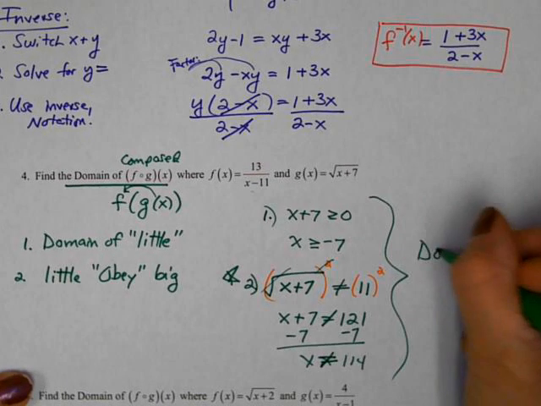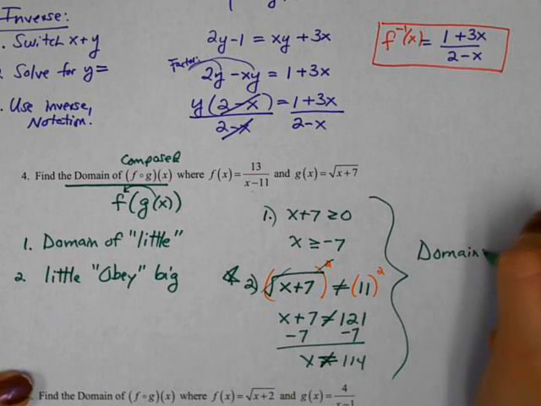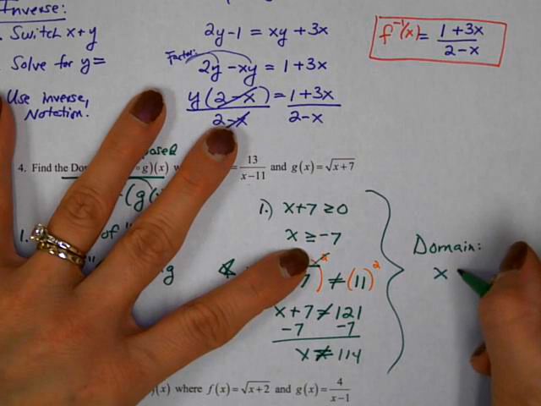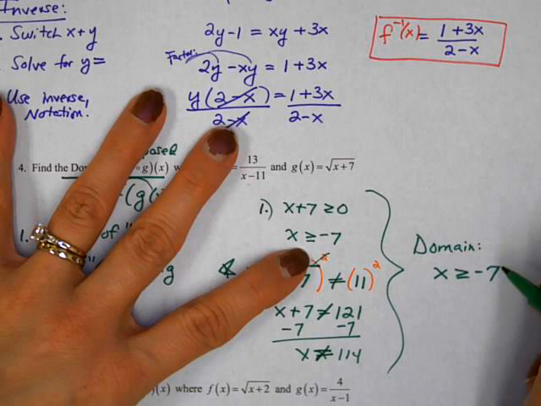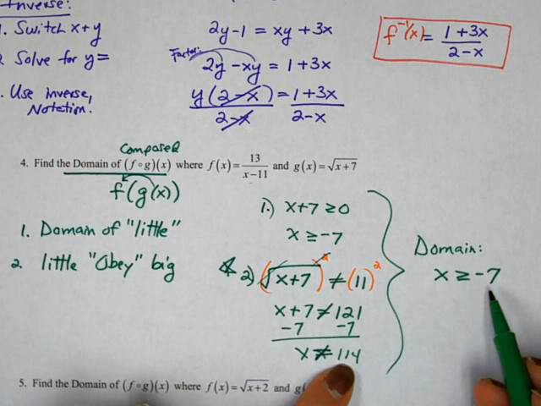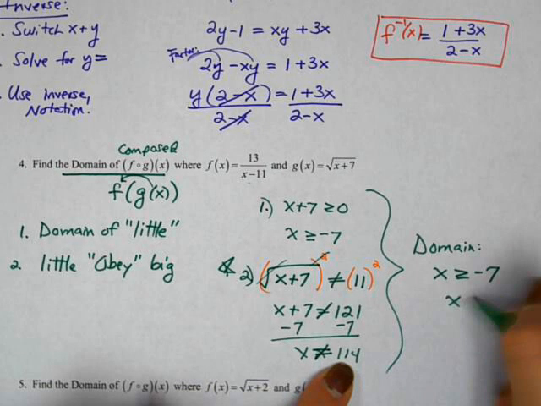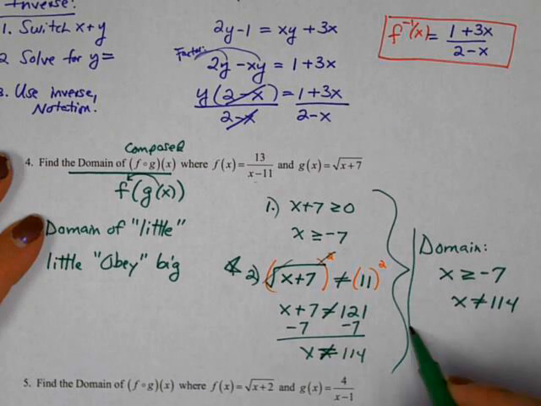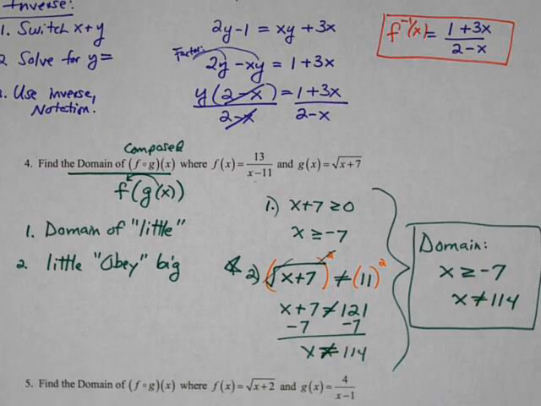Then you're going to put both of these together. So the domain is, oh, but let's not be redundant, right? He says use numbers more than or equal to -7. Do I have to say, and don't use 114? Yes, you have to include that, and x cannot equal 114. Okay, that's the overall domain for the composed function. You have to do the two-step process.